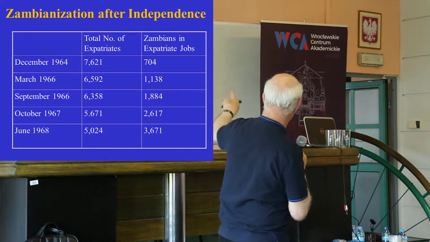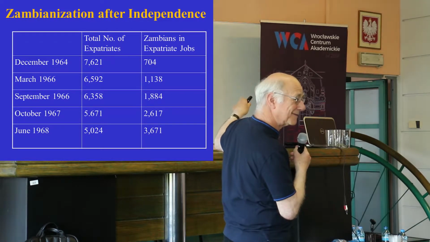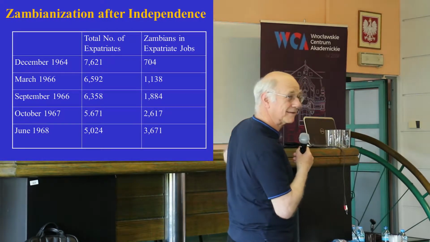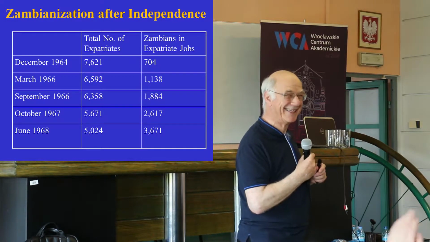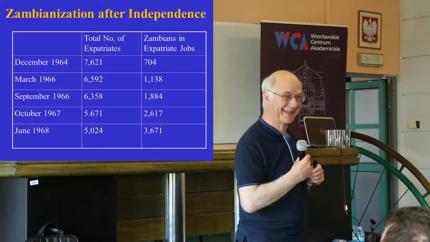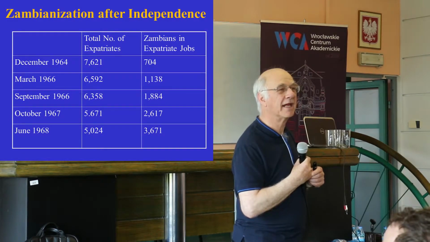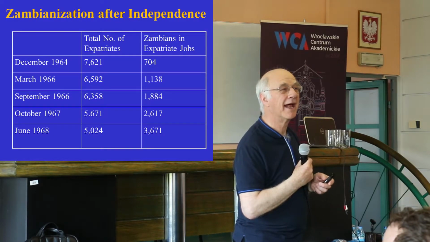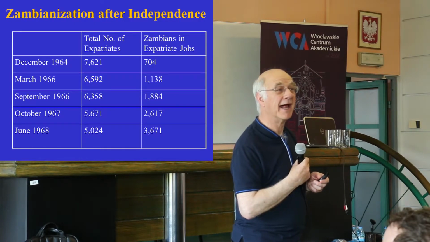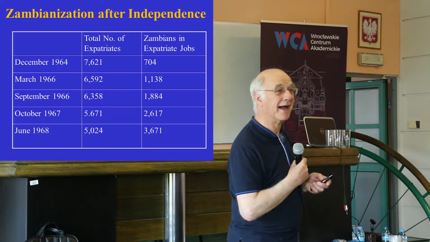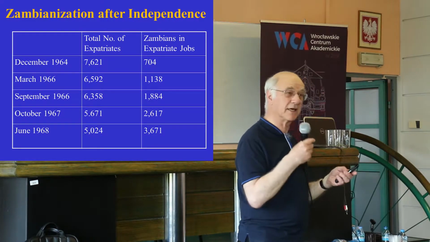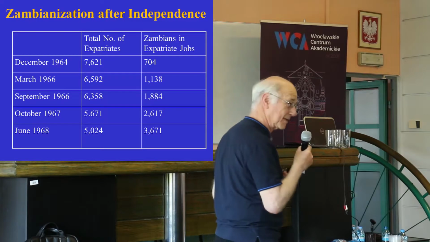Do you notice anything here? I think the numbers, they don't add up. What do you mean? I mean, the proportion. The number of expatriate jobs, the whites leave, and there should be a proportion of the Zambians who take over the jobs. Right, so if you add it up, very good, excellent.